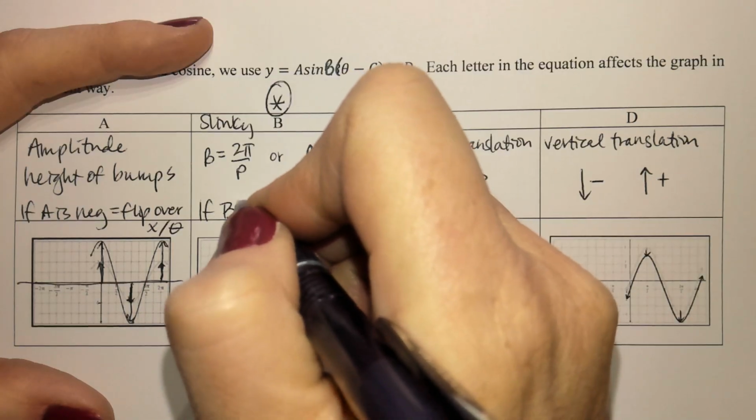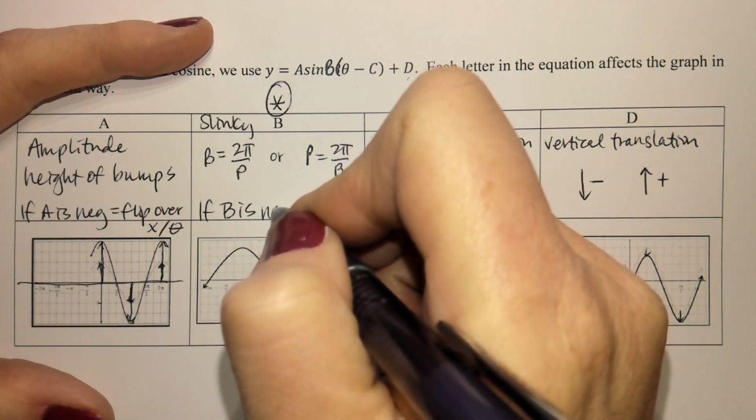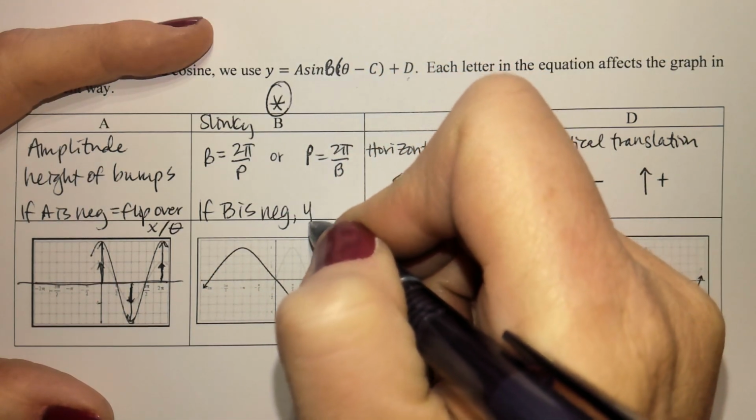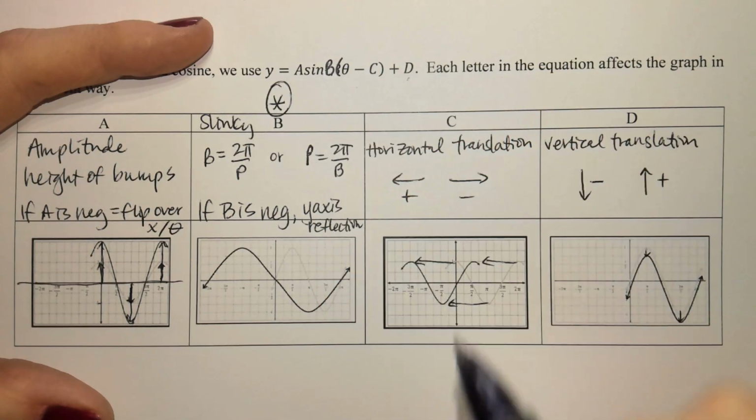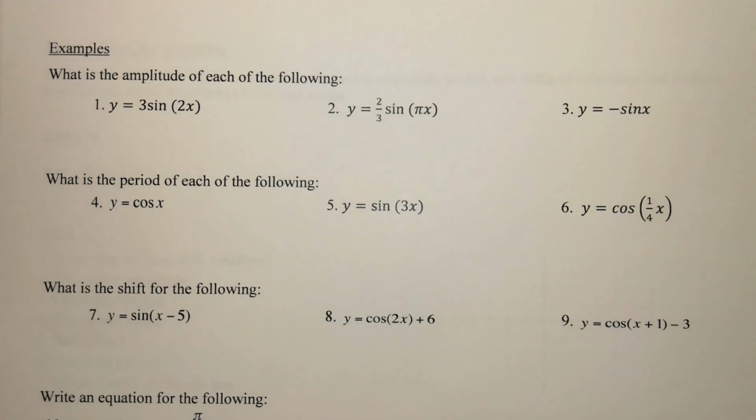If B is negative, you have a y-axis reflection. We won't do any of that kind. I just wanted you to know that they exist. So let's try a couple of these.